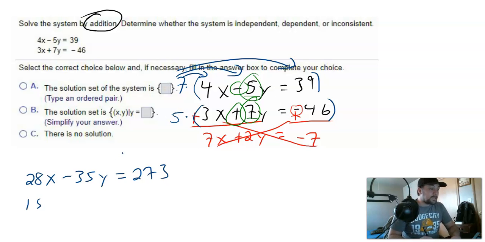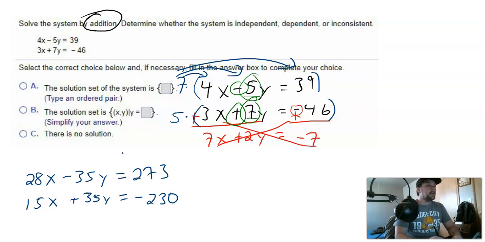We're going to get 15x plus 35y equals 5 times negative 46. It'll be negative. Now this one I can do a little bit more easily. I think of first 5 times 40, which is 200, right? Because 5 times 4 is 20. So 5 times 40 would be 200. And then 5 times 6 will be 30. So it's going to be 230 when you put those two together.